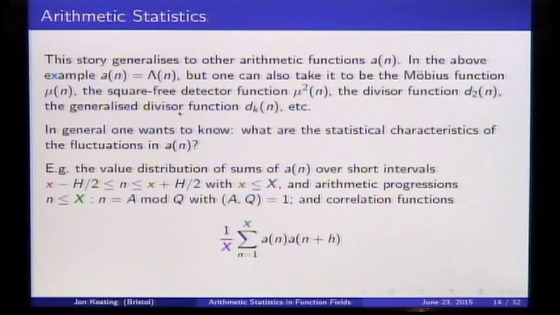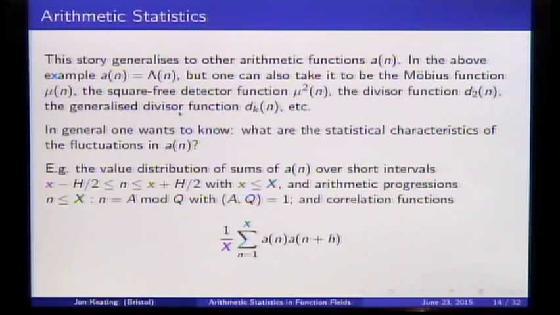So in each of these cases, one can ask, what are the fluctuations if you analyze sums of these arithmetic functions in short intervals or in arithmetic progressions? And these problems have all been studied in the number theory literature, and the story is pretty similar to what I phrased for the von Mangoldt function.